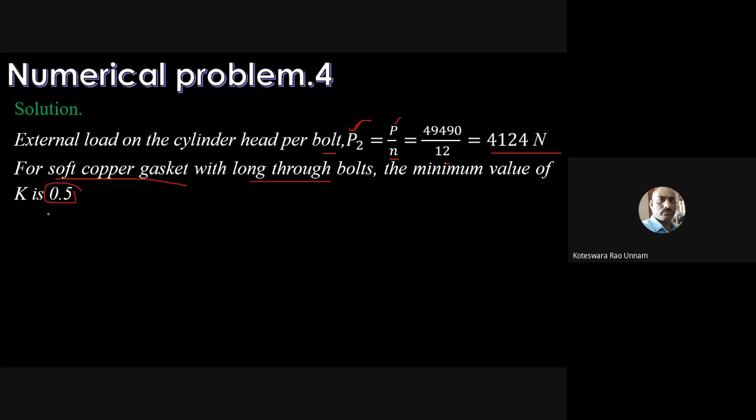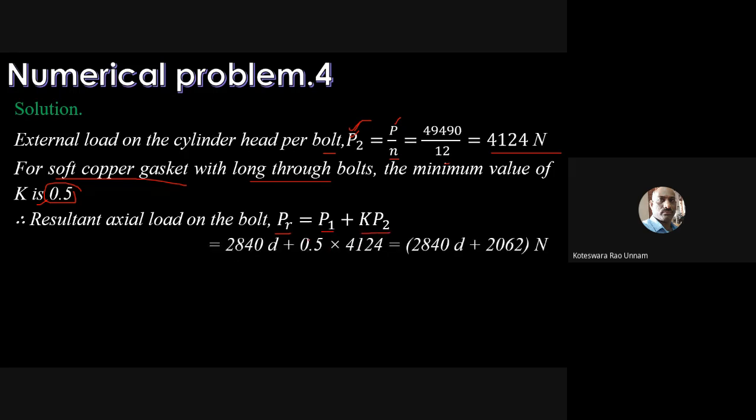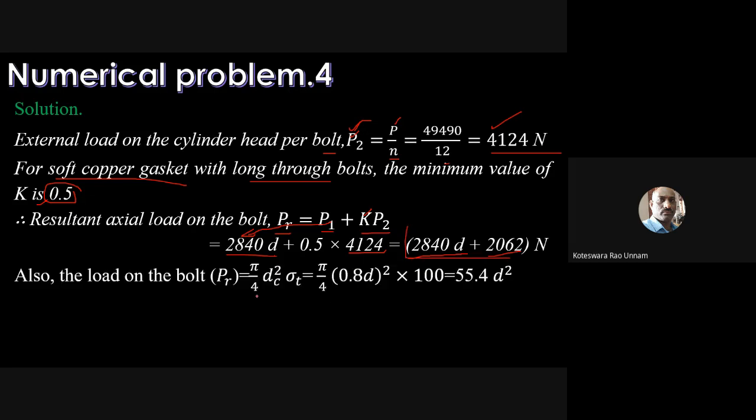Then, you know the K value and the P2 value, and the resultant axial load on the bolt, PR, is nothing but P1 plus K P2. Since it is a fluid tight joint, you need to take P1 as 2840D, plus K is 0.5 and P2 we just computed as 4124. If you substitute that, you will get 2840D plus 2062 newtons. Now we need to equate this to sigma T into AT. So that's what I did.